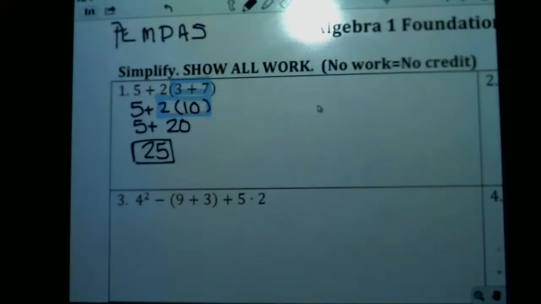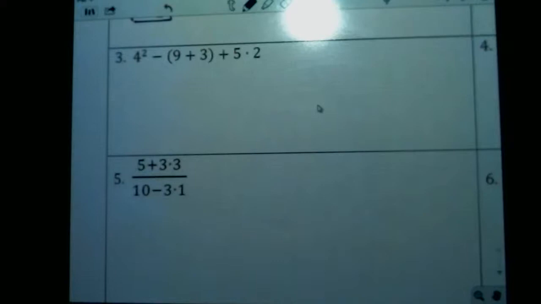Let's look at number 3. Remember, I'm just doing a few for examples. All right, first things first, parentheses. So where do we have parentheses? Right here. So we're going to do 4 squared minus 9 plus 3. Well, that's going to give me a 12. So I'll replace that with 12 plus 5 times 2. All right, so we took care of the parentheses. Our next step will be exponents. And 4 squared is 16 minus 12 plus 5 times 2.